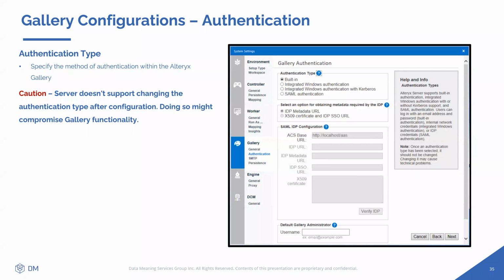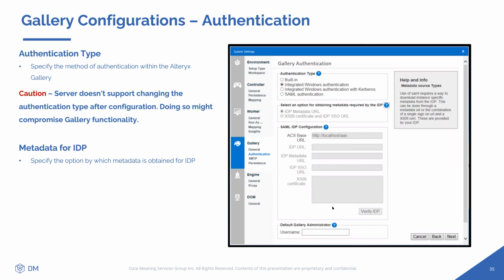Next, a very important step again. The authentication type, which is going to specify the method of authentication within the Alteryx Gallery. The options are built-in, where the users specify an email and password of their choosing to access the server, and it is going to be managed by the Alteryx Server. We have the integrated Windows authentication, where users access the server with their internal network credentials.